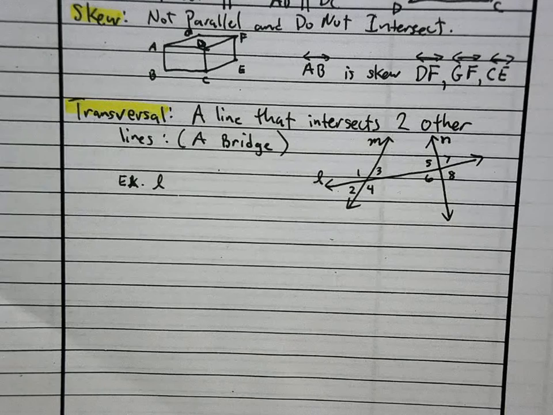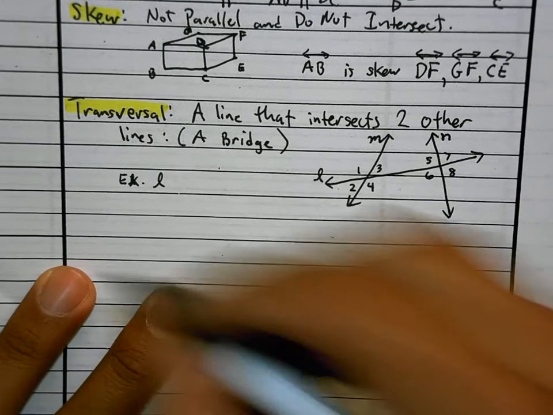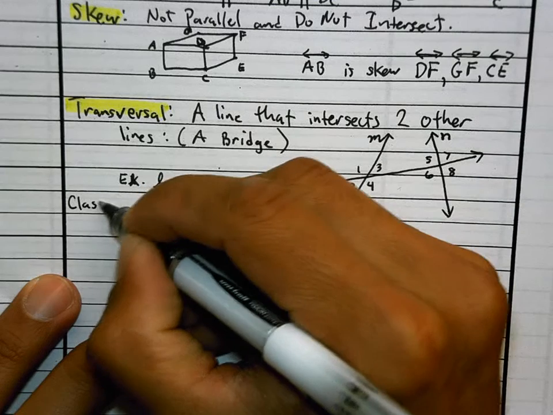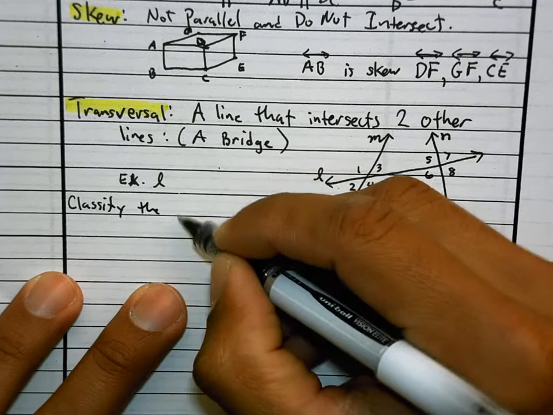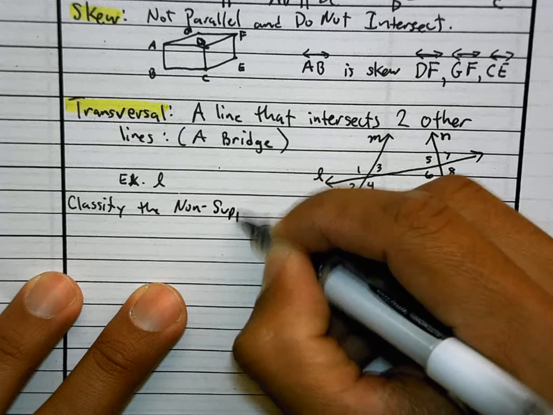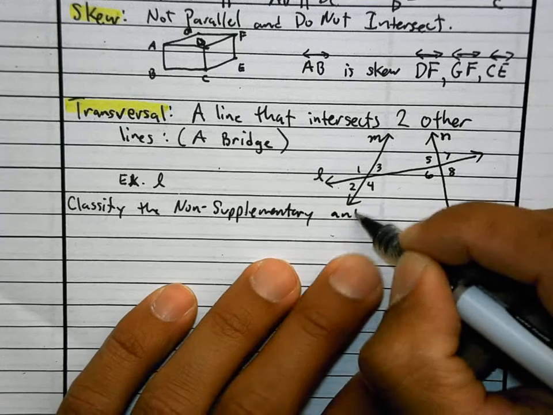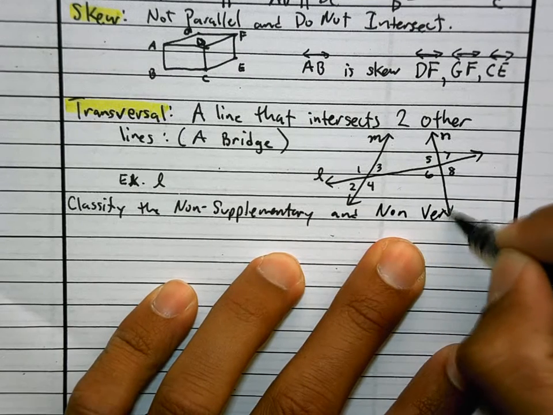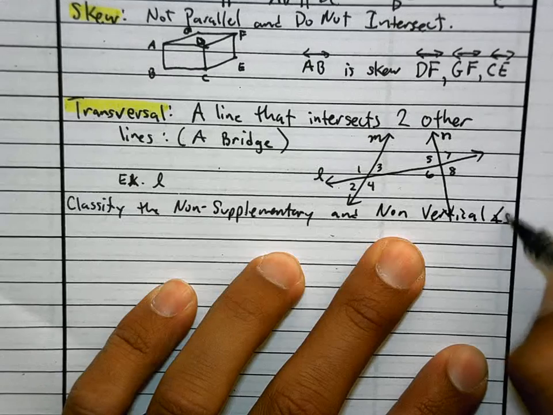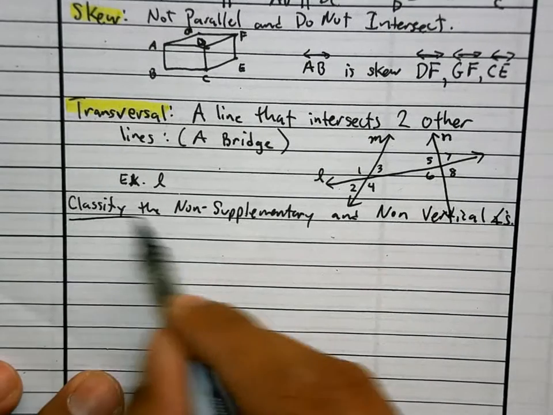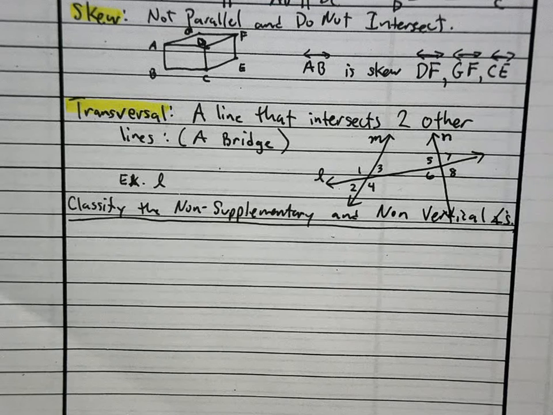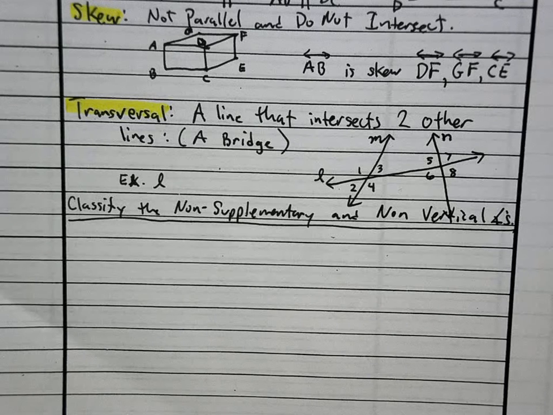So now what we have to do is learn how to classify the non-supplementary and the non-vertical angles. That's what we're going to do next. Classify.